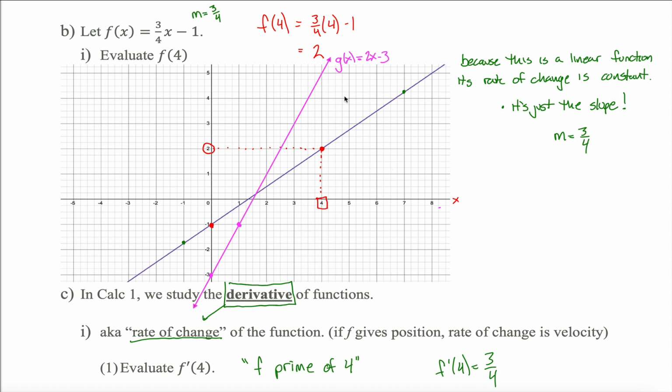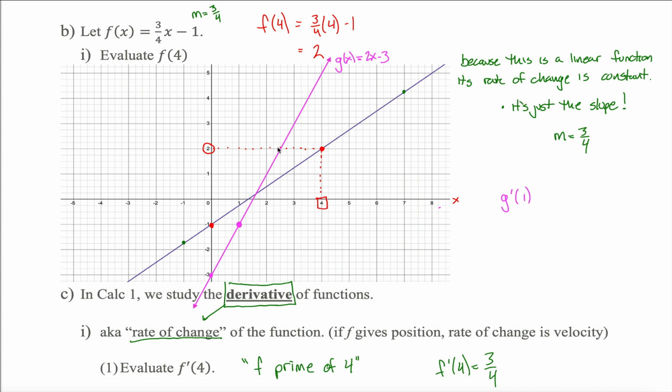The type of question I might be asked in a calculus class would be to evaluate something like, oh, I don't know, g prime of 1. What is g prime of 1 asking? It's asking me, what is the rate of change of this function g at the point where x is equal to 1? Here's the point where x is equal to 1. How quickly is the graph changing at this point?